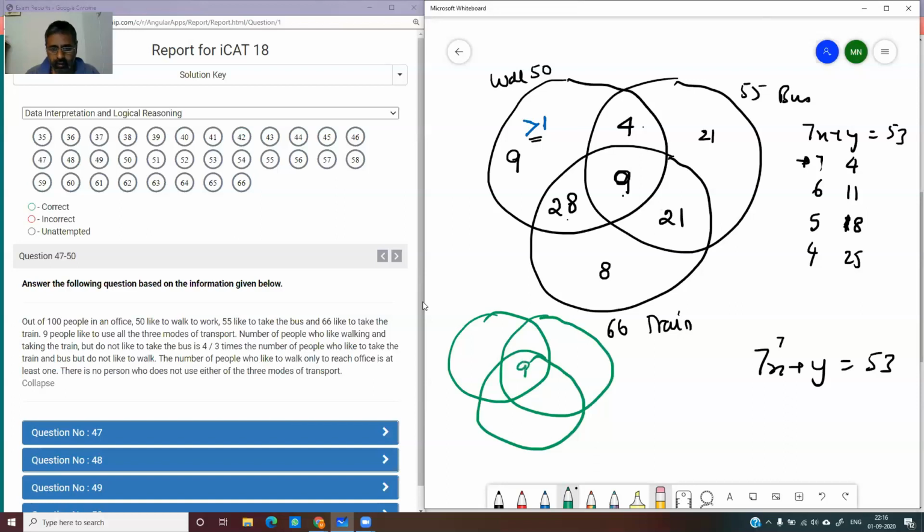Now here you have 9. This is 66. This is 50. This is 55. What is the next one? You take 6. So this becomes 24. This becomes 18. And this becomes 11. What is the value? 19 and 37. You have 18 here. Okay. Sorry, 17. Yeah, you have 17. 20, 38. Yeah. And here you have 42, 51.